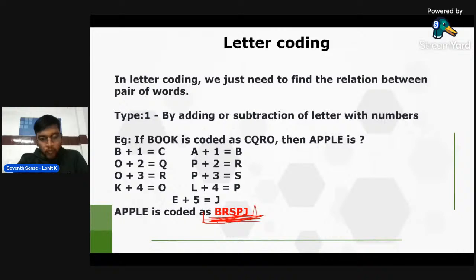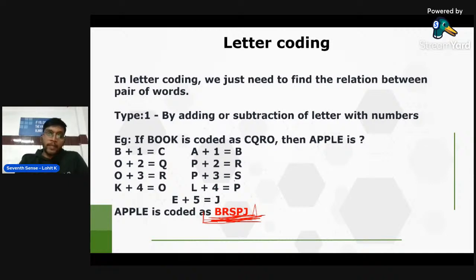So what you have to do now is, they will give you the coded message, and you have to calculate the original message. At that time you're going to use the decoding part, that means you're going to do the opposite thing. So what is the opposite? B minus 1 is A. R minus 2 is P. S minus 2 is Q. P minus 4 is L.